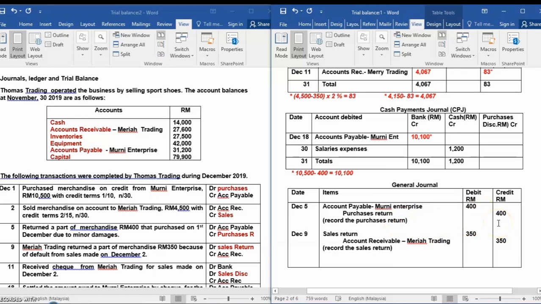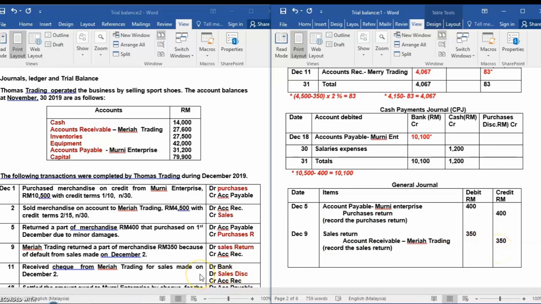The next transaction, 9th of December, Maria Trading returned a part of merchandise RM 350. So we have to record in the general journal, debit sales return, credit account receivable with the amount of 350.